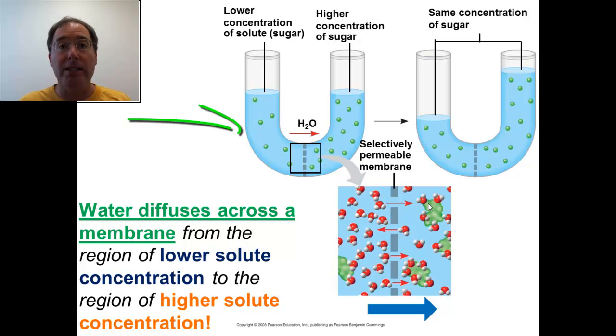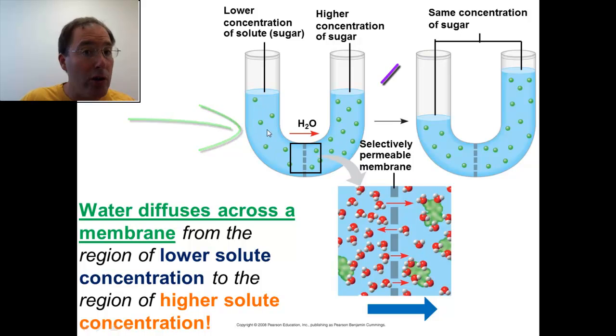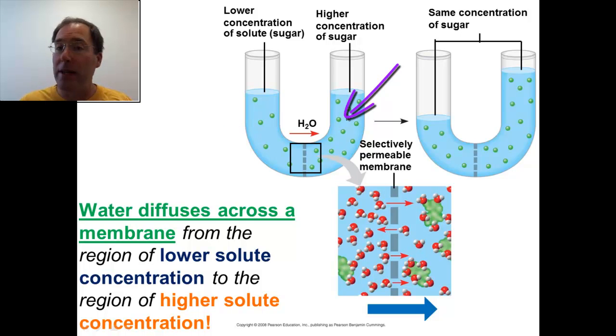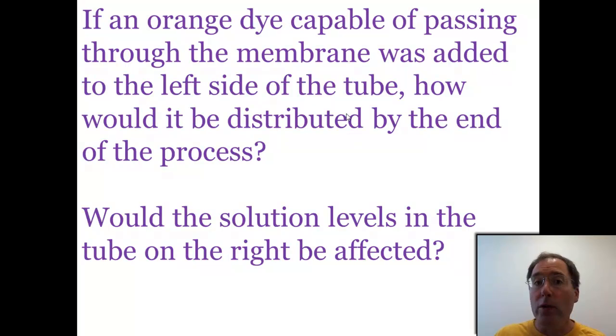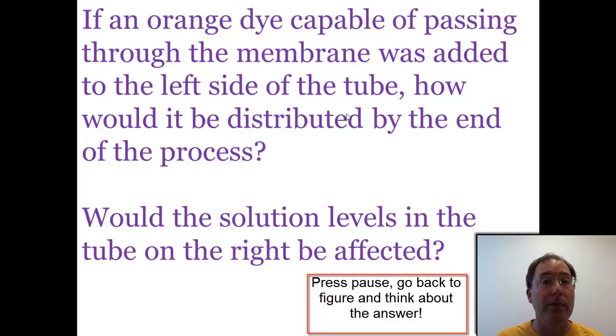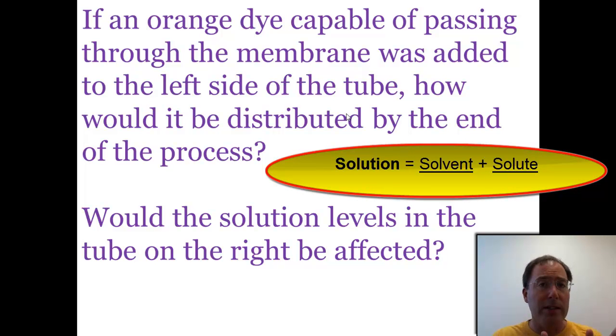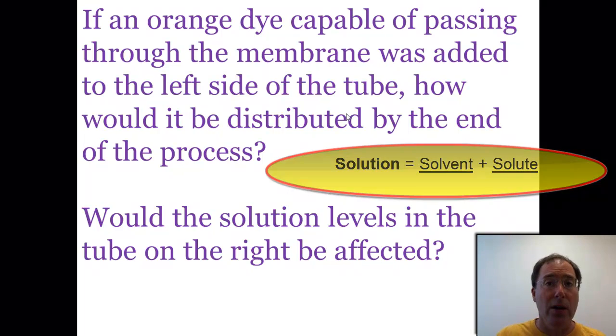Before the experiment has taken place, if you tasted the sugar water on the left side, it would be less sugary than the sugar water over here, but that's not the case at the end. That's very important for you to understand, because we're going to do some laboratory exercises on this. If an orange dye capable of passing through the membrane was added to the left side, how would it be distributed by the end of the process? Imagine that this dye is able to fit through the holes in the membrane. And would the solution levels in the tube on the right be affected? Remember, solution is a solvent plus a solute. Solvent is the liquid portion, solute is the solid portion.